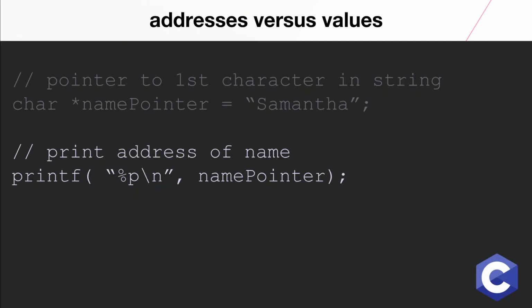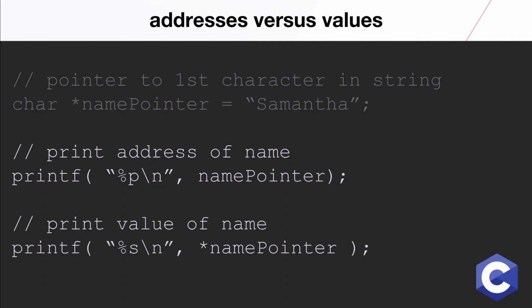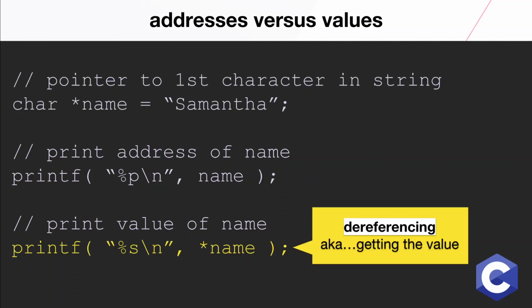Going back to the name example here, I could print out the address where this name is stored by indicating I'm printing out a pointer, referring to the variable name I created for my pointer. And then if I add the star back in, that will actually grab the value that's stored at that address. This is something called dereferencing. So we're dereferencing a pointer, which is just a way of saying we're getting the value that's stored at this address.